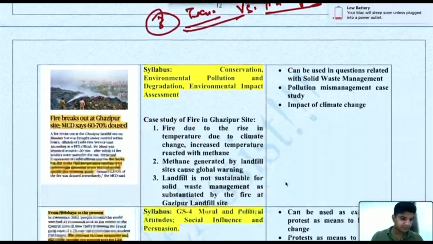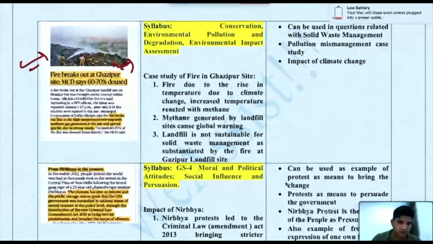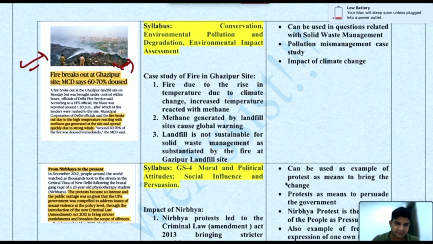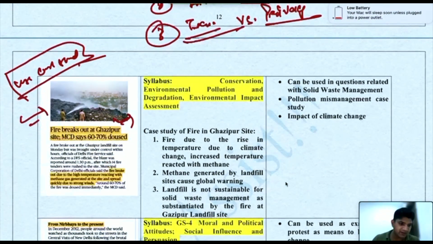So this was another, this was an interesting case study of Ghazipur. What happened in Ghazipur is that with the increase of the temperature, it reacted with the methane and it led to the fire in the solid waste. So the first question is that it raises solid waste management. So anything related with solid waste management, you can use this as a case study. If we want to do solid waste management, what will be the impact? This will be the impact, causing destruction in the neighborhood of landfills.